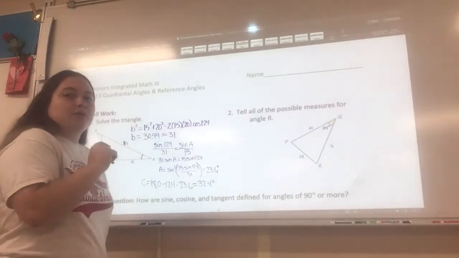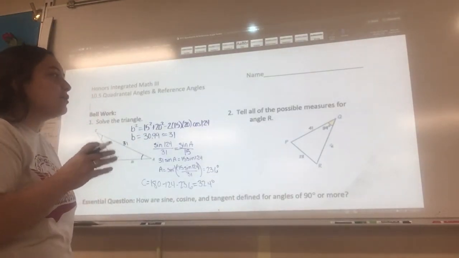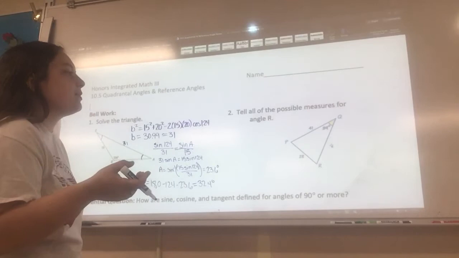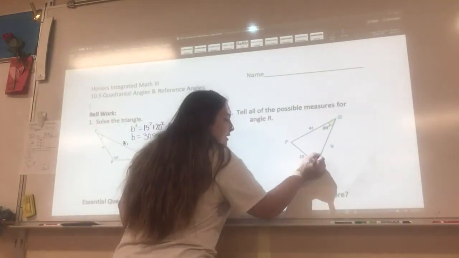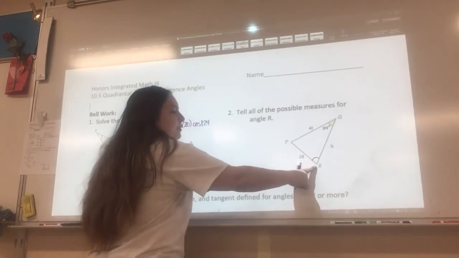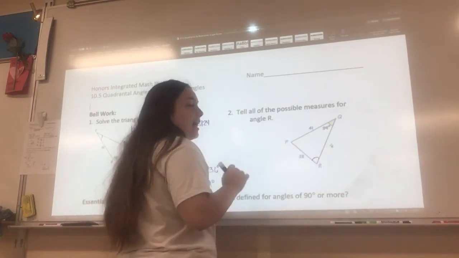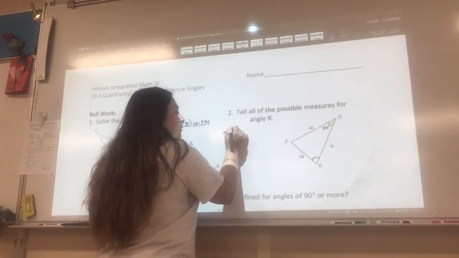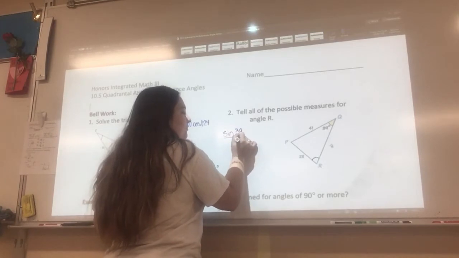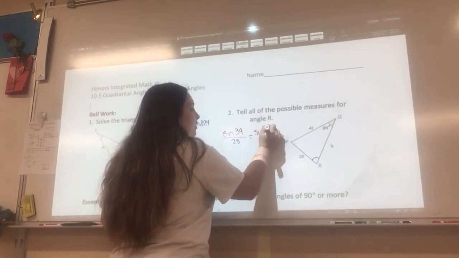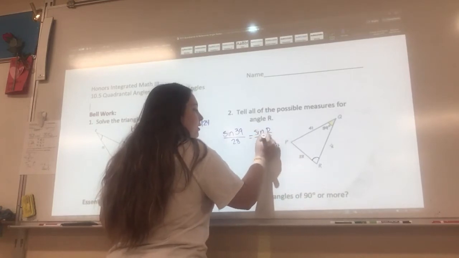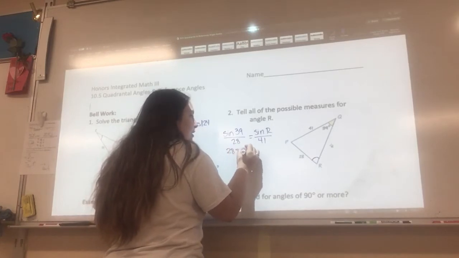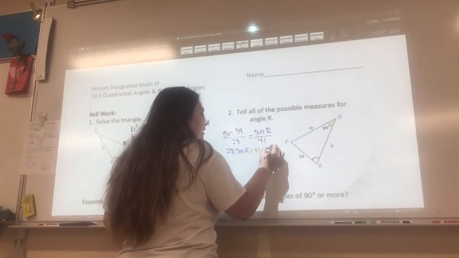On bell work number 2, we are going to tell all of the possible measures for angle R. So that right there should indicate, oh yeah, we're going back into sine, making sure we understand everything, and that there are two options for R. So we are looking at R that correlates with 41, and we were also given 39 that correlates with 28. So we can set up our problem of sine 39 over 28 equal to sine of R, our unknown, which correlates with 41. We cross multiply to see that 28 sine of R equals 41 sine of 39.